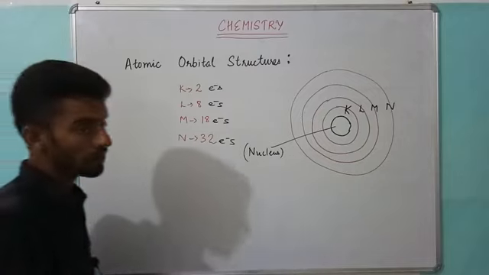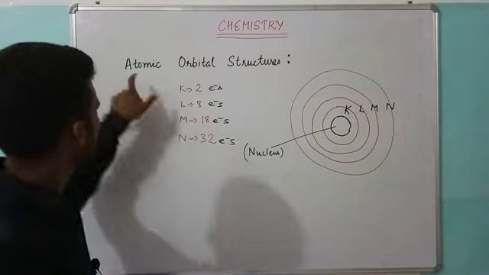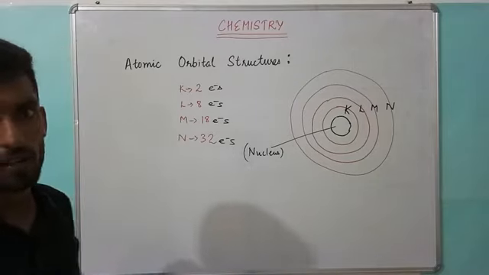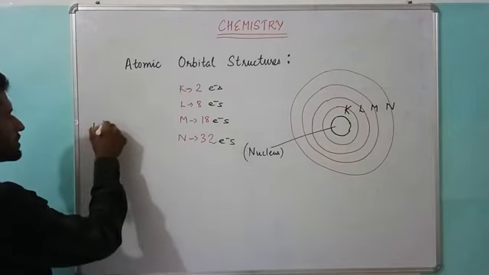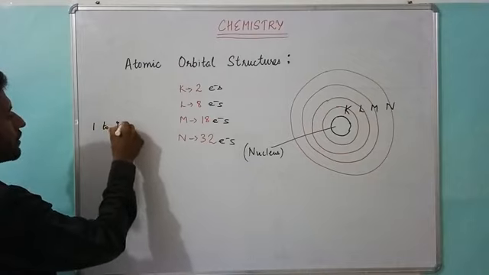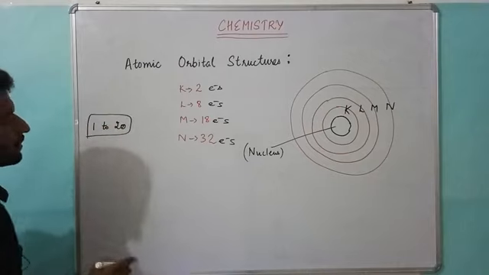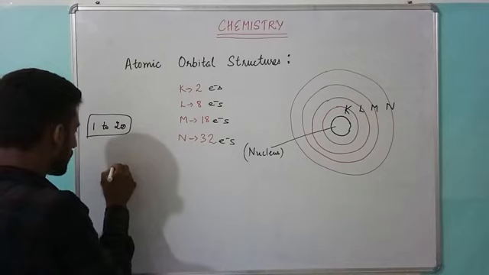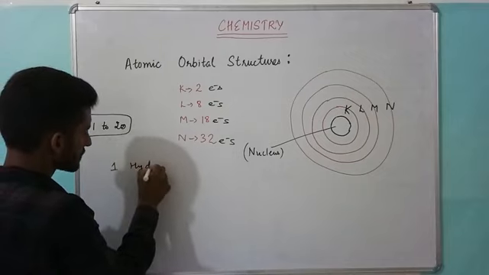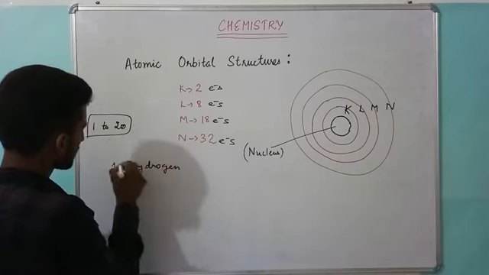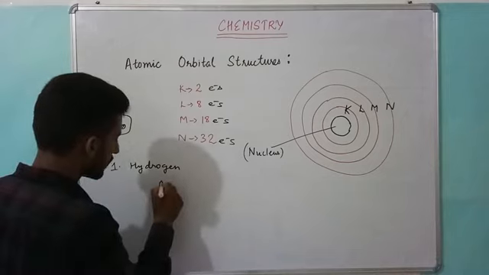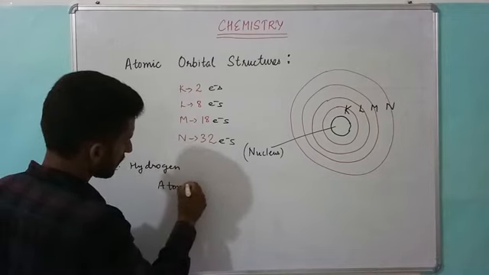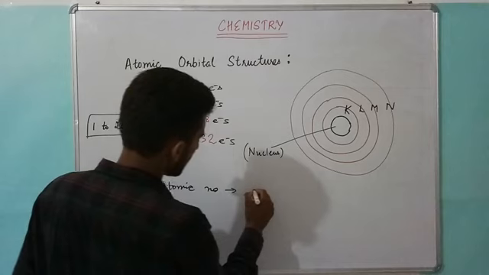Now based on this very model, we will draw the atomic orbital structures of different elements. Elements 1 to 20 are in your syllabus, so you have to draw them. First of all, we will draw hydrogen. We know hydrogen is the first element of the periodic table, so it has atomic number equal to 1.